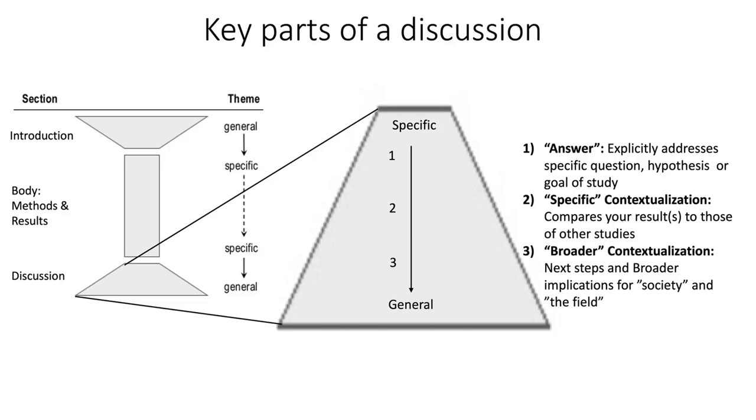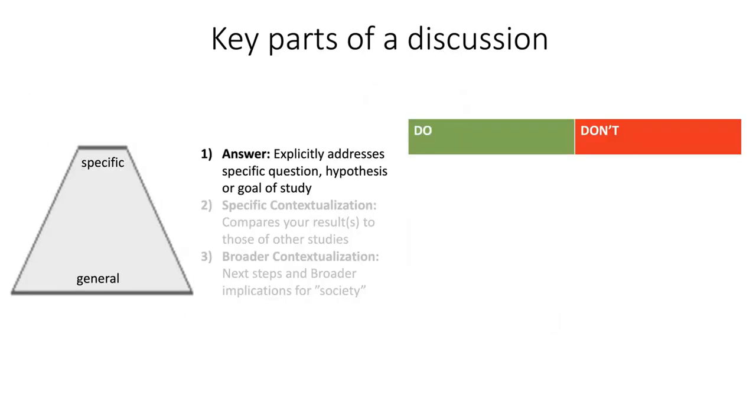And then lastly is the most general part, which is the broader contextualization. This is when you're talking about the next steps of the study and the broader implications of your findings for either society in general or the field that you're studying in general. So let's break down each of these sections and talk about some do's and don'ts.